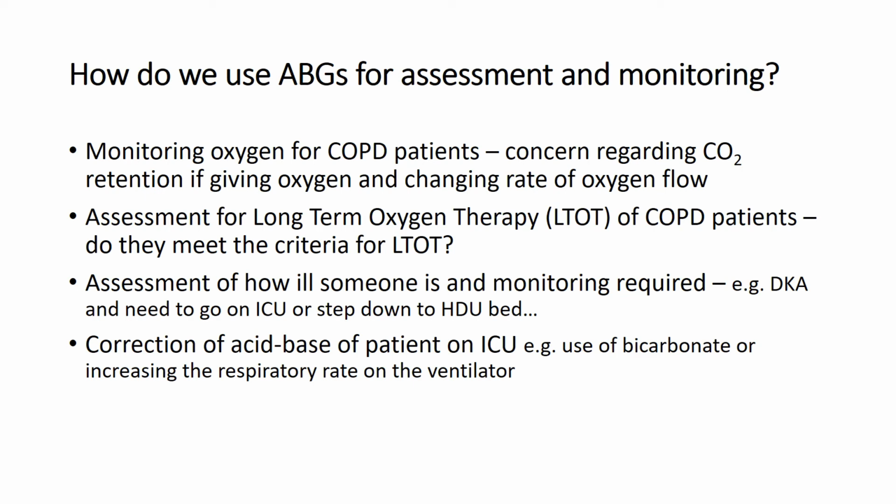We talked about assessing how ill someone is, particularly the monitoring required. Someone who's had a DKA, do they need to go on ICU, or is the anion gap okay and maybe they're okay in an HDU setting? And if someone's been on an ICU bed, if the arterial blood gases are improving, you may want to consider stepping down the patient to an HDU bed. Again, we talked about the use of ABGs on ICU to help correct acid-base balance. You might use a bicarbonate, or you might do something with a ventilator to reduce or increase the respiratory rate, depending on what the pH is.